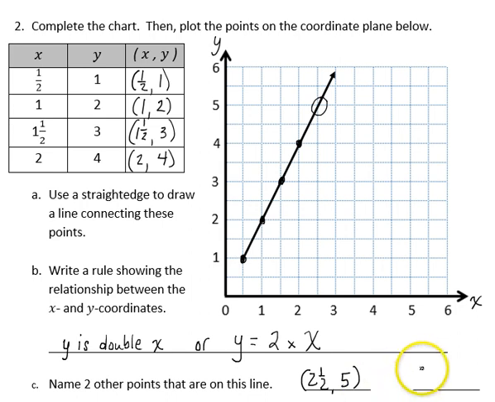I can also plot a point just following the pattern. For example, if my x-coordinate were 3, I could just double that and show that my y-coordinate is 6. And let's see if that holds true. If I start at the origin, move over 3, follow it all the way up, the line would run through that point at 6. So that is a true ordered pair for this rule as well.